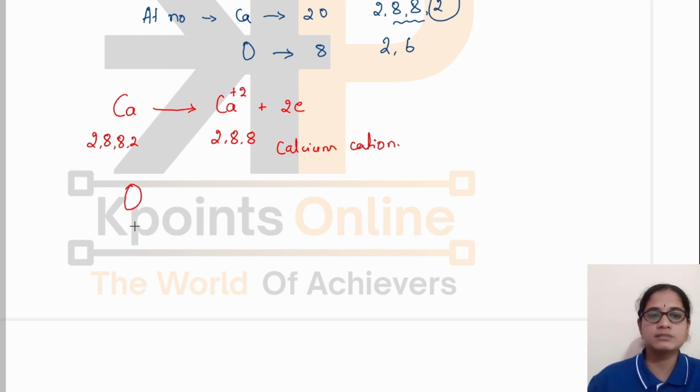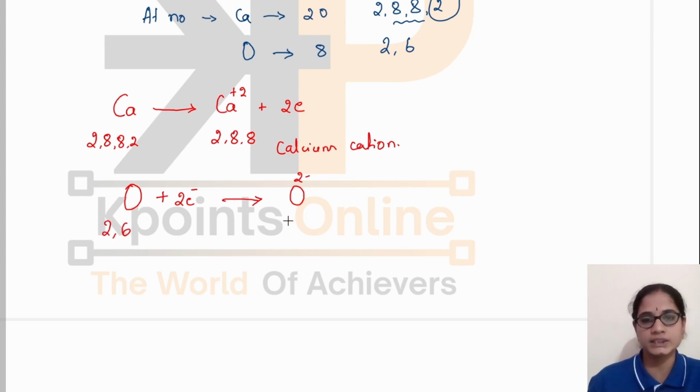Then oxygen will gain 2 electrons to form oxygen anion. Initially it was having 2, 6 electronic configuration. Now it will be having 2, 8. This is oxygen anion. And there is an electrostatic force of attraction between the positively charged cation and the negatively charged anion, resulting in the formation of an ionic compound.